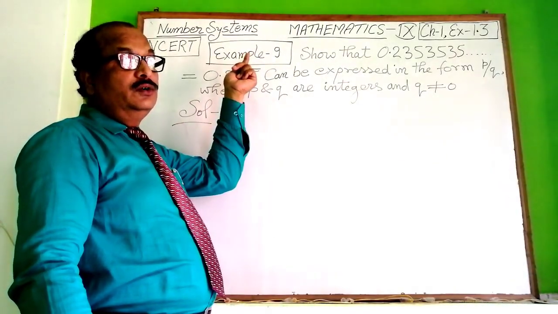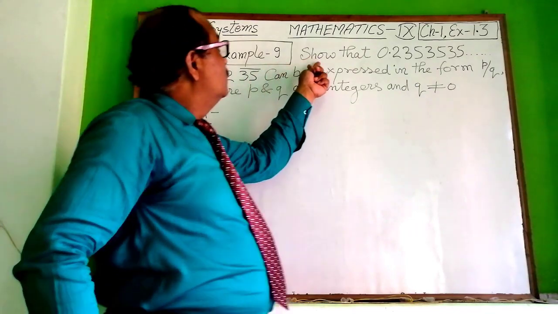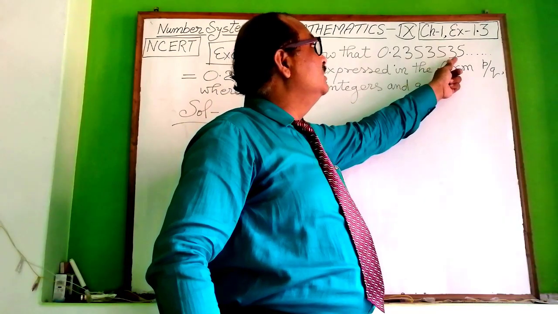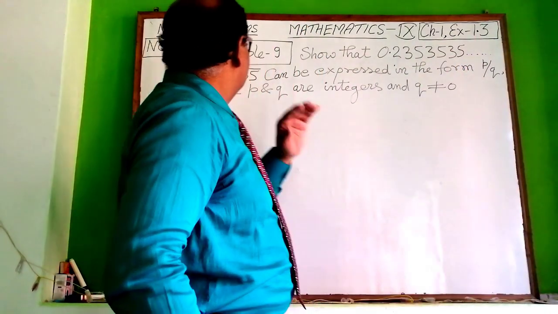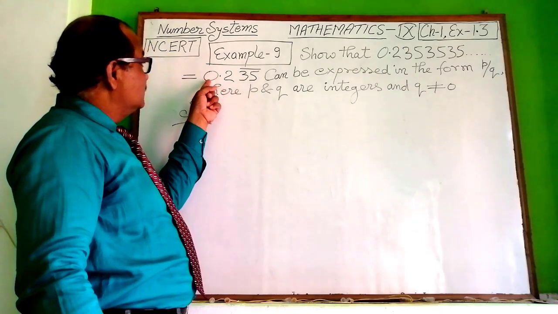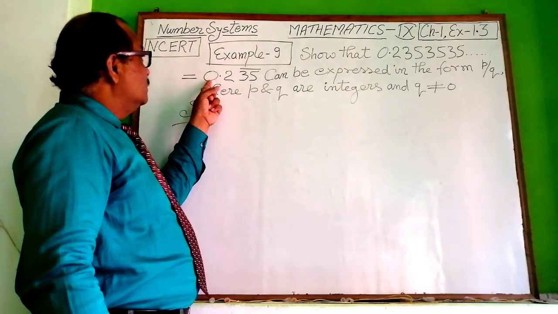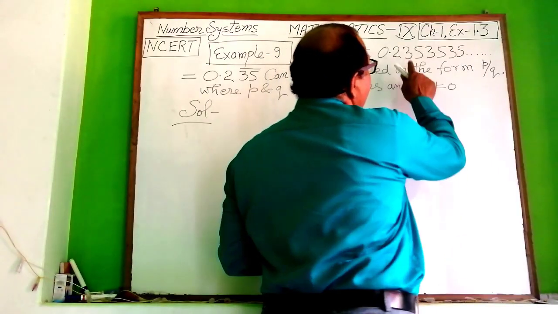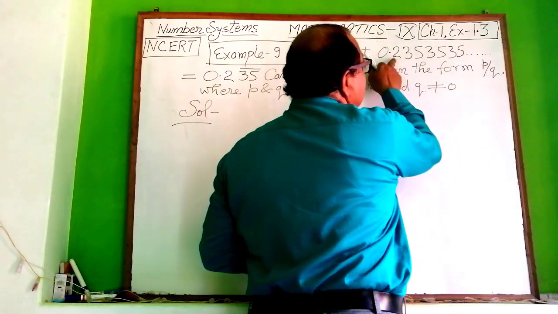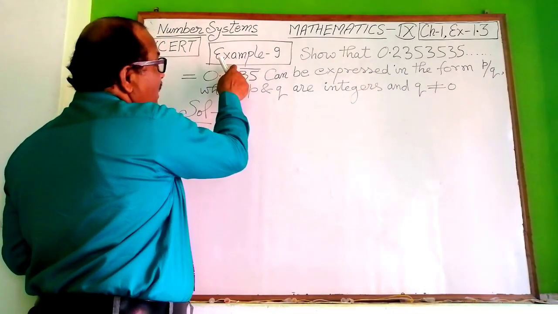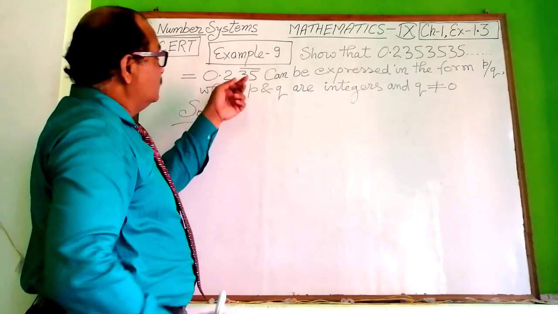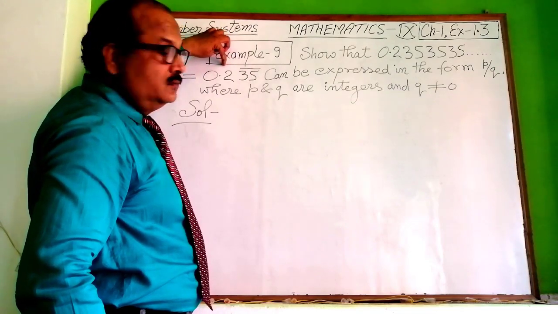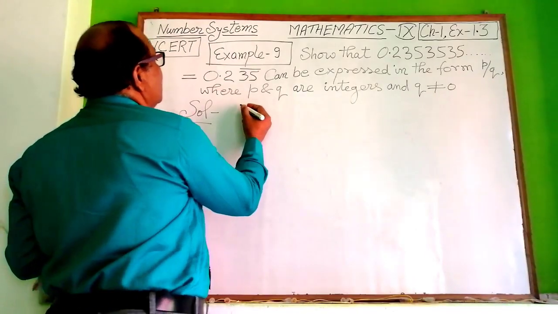Look on the whiteboard. Example 9. Show that 0.2353535 repeating can be written in this form. Here you can see 0.235, only 35 is repeating. This 2 is not repeating. So this bar is only on the top of 3, 5, not on the top of 2. So we will do this question like this.